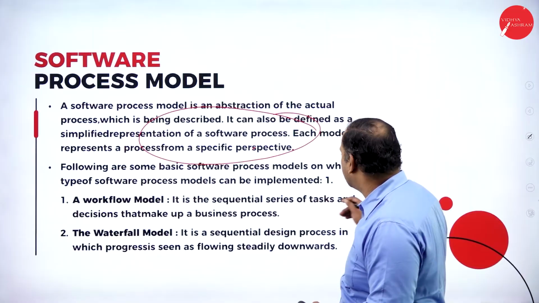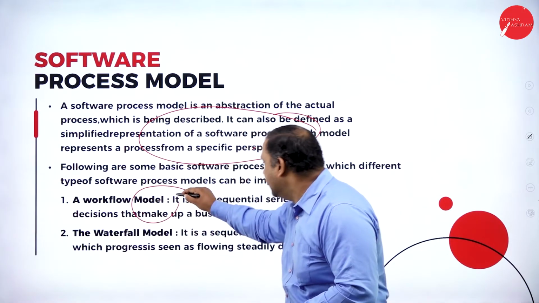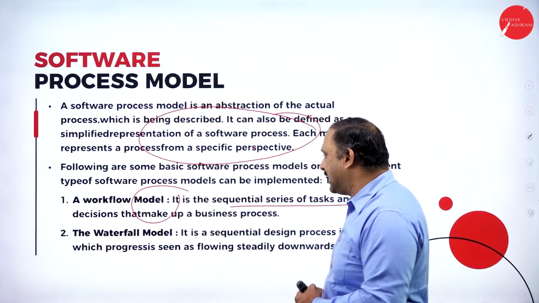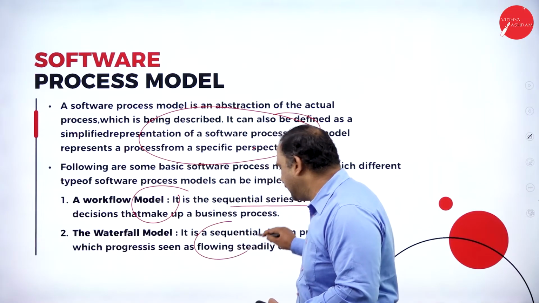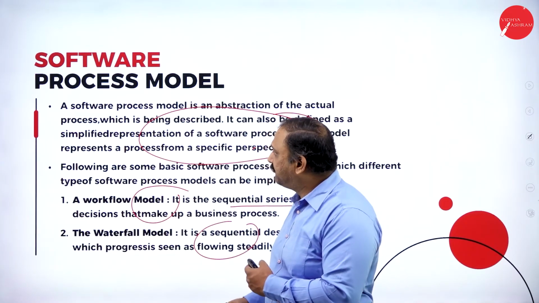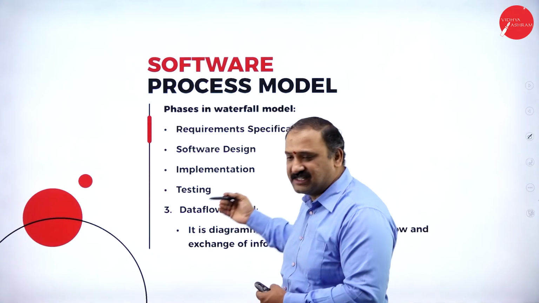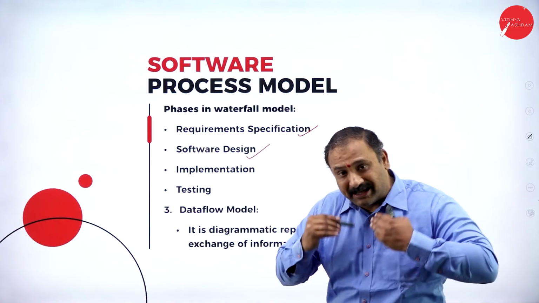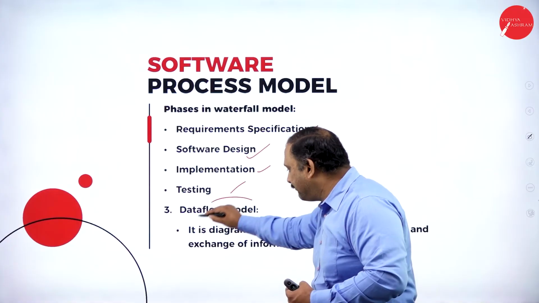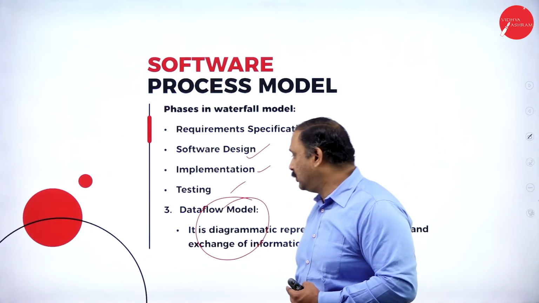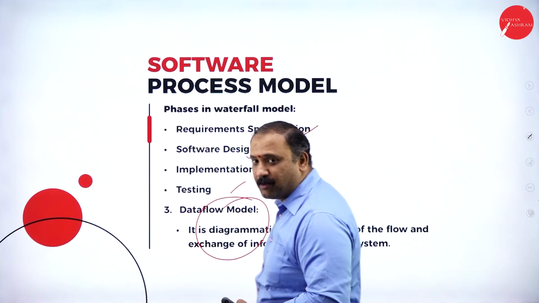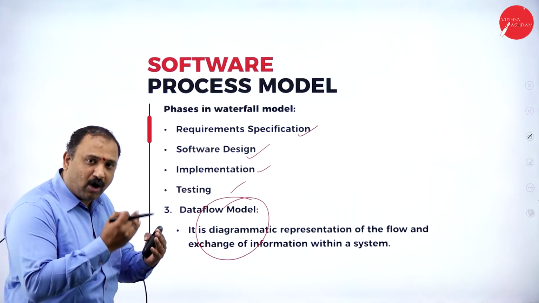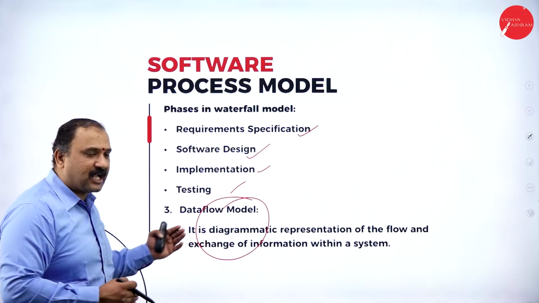Following from which, some basic software processes which are different: a workflow model. In this, it's a sequential series of tasks, so you go one by one trying to address the entire business process. The waterfall model, as we were speaking about, is a linear and sequential flow. Then we get into the phases of the waterfall model, as I was talking about: requirements, software design, then you implement that software, then you test it, and then finally you come to the data flow model altogether. Now, the data flow model talks about where exactly the data gets exchanged, the flow of the data, the flow of the entire communication that moves between the systems.